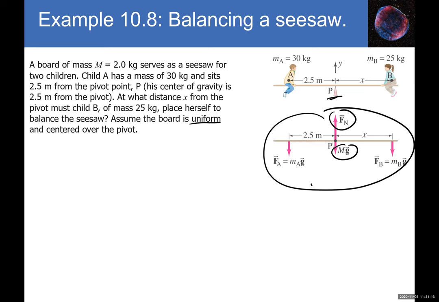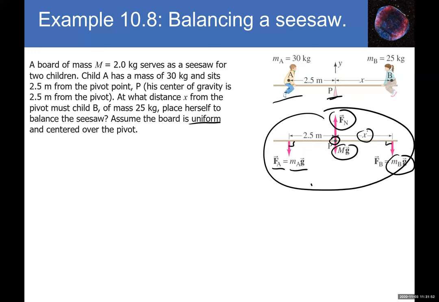But then you have the person, child A, right? The force acting is equal to his weight, 2.5 meters from the axis of rotation, perpendicular. So he does exert torque. And we have child B somewhere, right? The weight that she uses to exert torque is also perpendicular to the distance x, so theta is also 90 degrees. We want to find basically how far away she should be so that the system is in equilibrium, right?